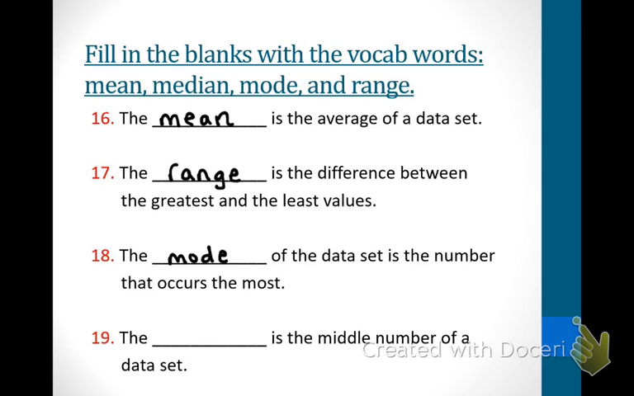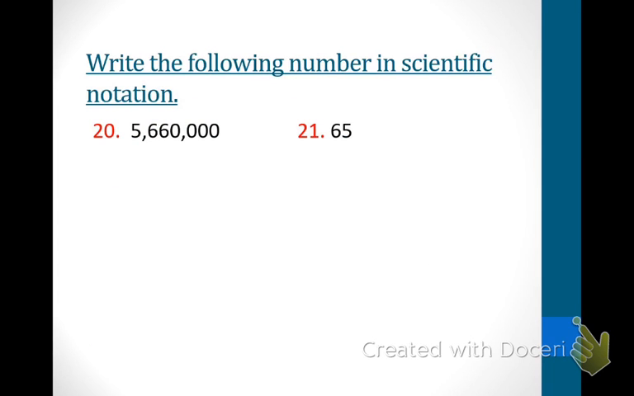Last one, everyone read me number 19. The median is the middle number of the data set. Very good job. Okay, so these terms are something you're going to want to know for your midterm. If you forgot about them, make sure you're going back through and studying them just a little bit. Next up, we're going to do these final two problems for today. It asks us to write the following number in scientific notation. Who feels pretty comfortable and remembers how to do number 20?